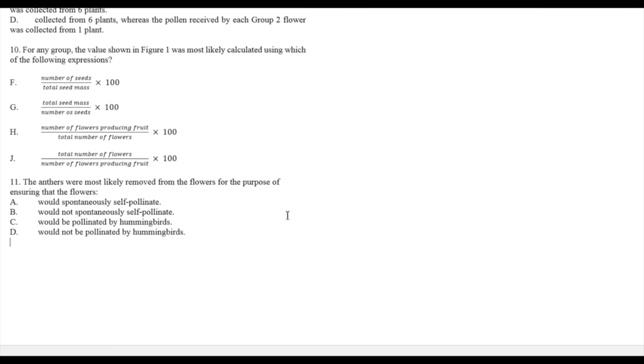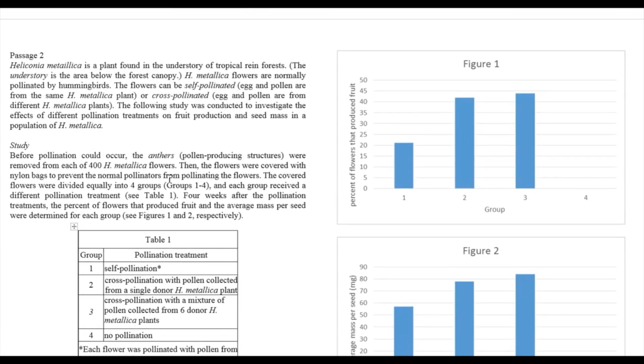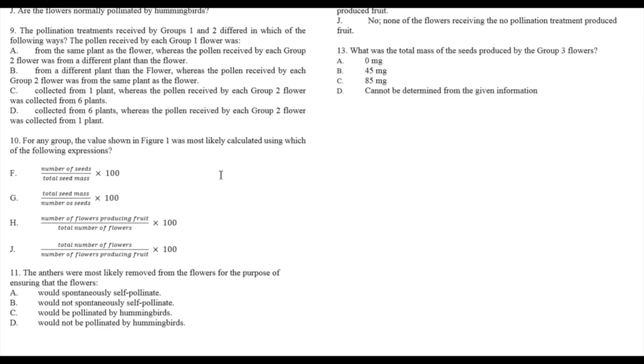To ensure that the flowers would spontaneously self-pollinate, well, if we remove their pollen-producing parts, they probably wouldn't self-pollinate, so it's probably not A. B says would not spontaneously self-pollinate, so based on why we crossed out A, it makes sense that B may be right, but let's look at the other ones. Would be pollinated by hummingbirds or would not be pollinated by hummingbirds. If we scroll on up and look again at where the anthers are used, and then also where hummingbirds are mentioned, they have no relation to each other. So let's scroll on down and take a second look here. It looks like B is the correct answer, that they removed the anthers so they would not self-pollinate.